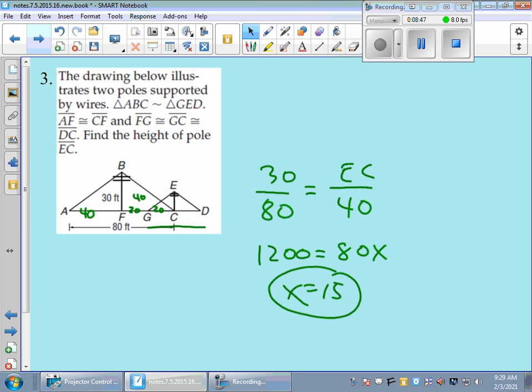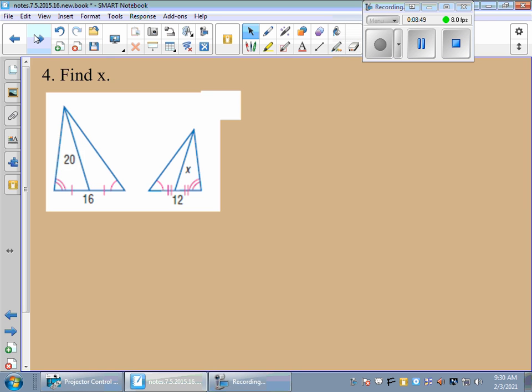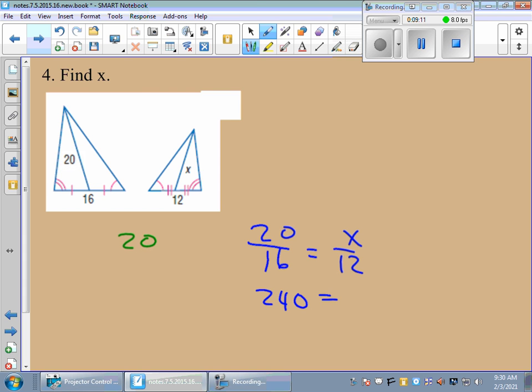Hopefully you're getting the concept here. I have two left, and you definitely want to watch that last one. The last one's going to be a tough one here. So again, you can go 20 over, that one doesn't show up very well, so 20 over 16. So 20 over 16 equals x over 12. We can cross multiply and solve that here. 240 equals 16x. And when you divide that out, we get that x equals 15.